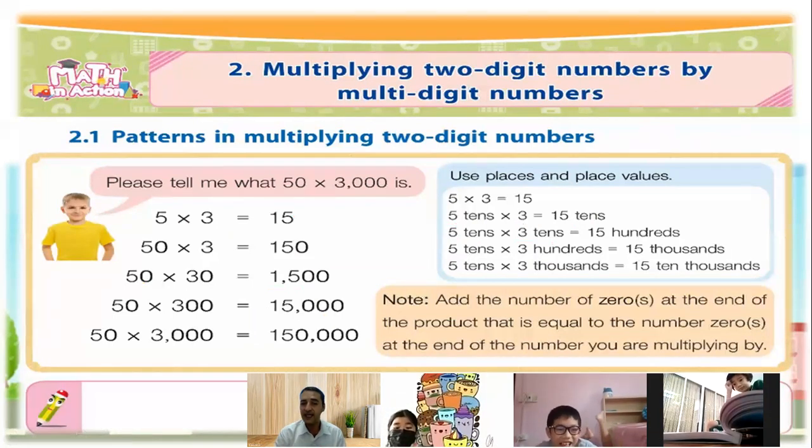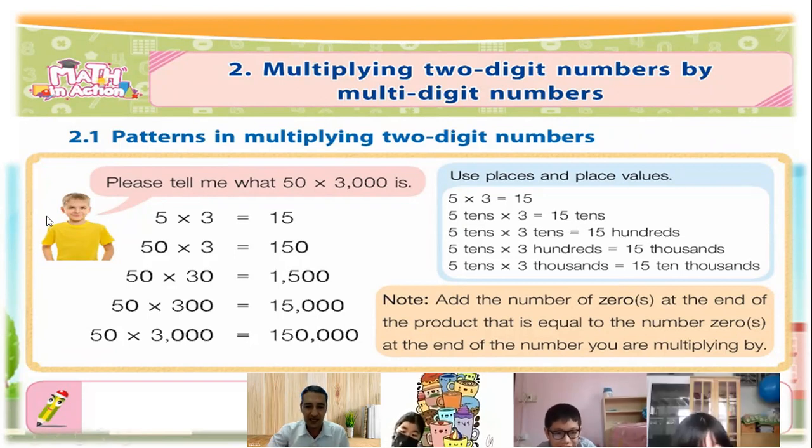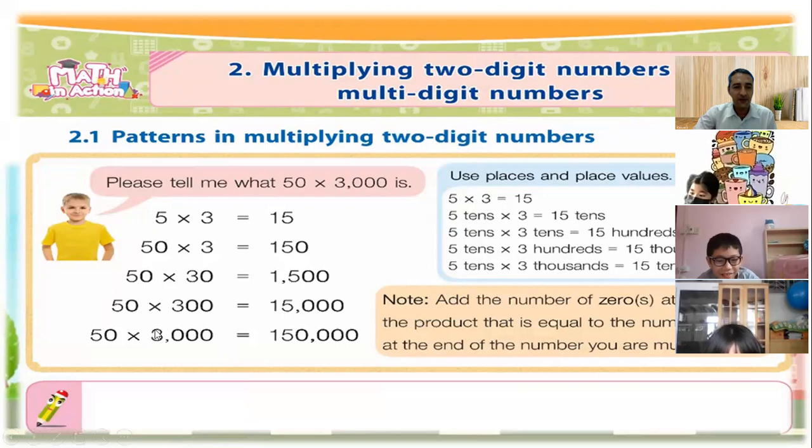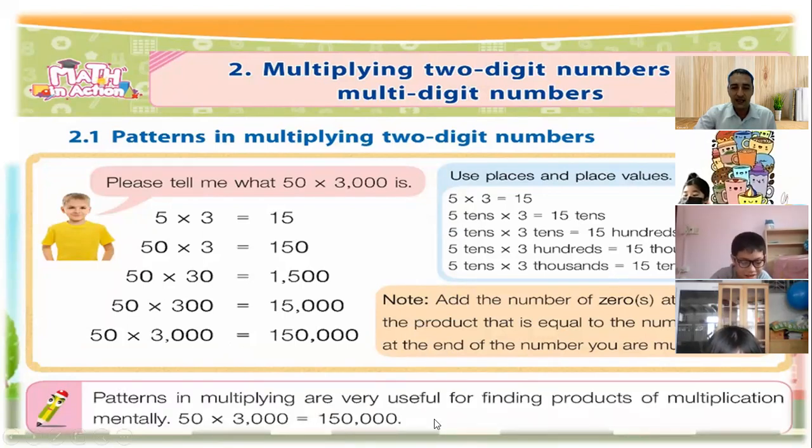So while we do the multiplication, we have to not forget to put the zeros. Put the zeros at the end of the product that is equal to the number of zeros at the end of the numbers you are multiplying. Okay, so the answer, 50 multiplied by 3,000, that one is 150,000. So the pattern in multiplying is very useful for finding products of multiplication.